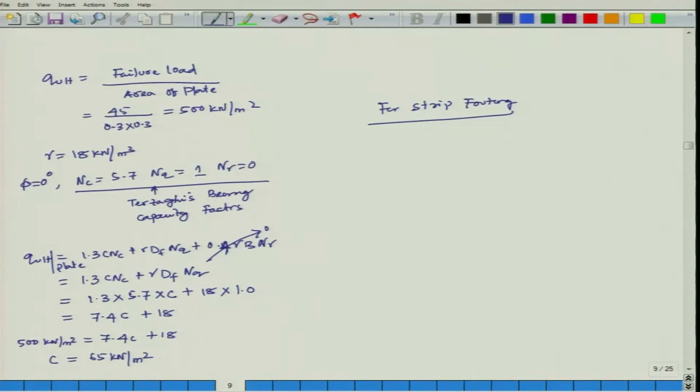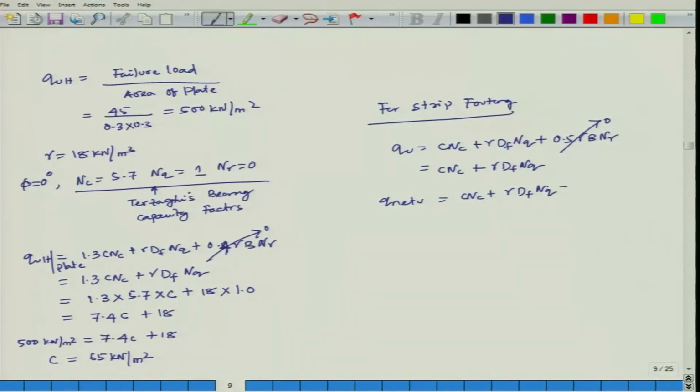It is a strip footing, it is no more square. So here the ultimate bearing capacity for strip footing is cNc + γDfNq + 0.5γBNγ, and this last term is 0, which is equal to cNc + γDfNq. And the net ultimate bearing capacity q_net is cNc + γDfNq minus γDf. So q_net safe is equal to q_net ultimate bearing capacity divided by the factor of safety 2.5.